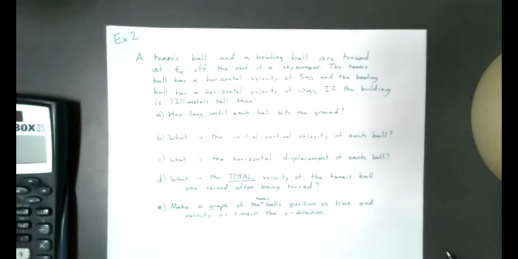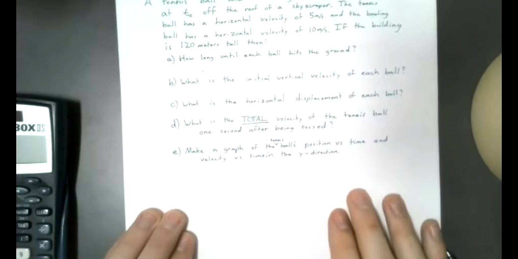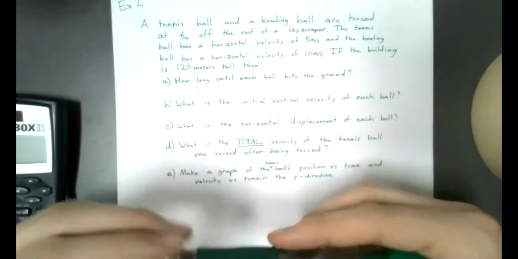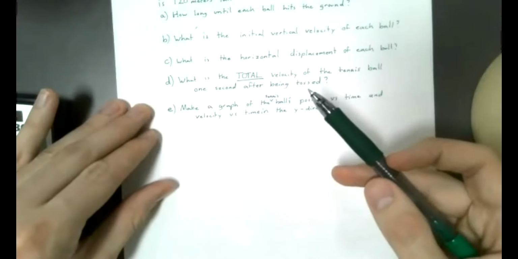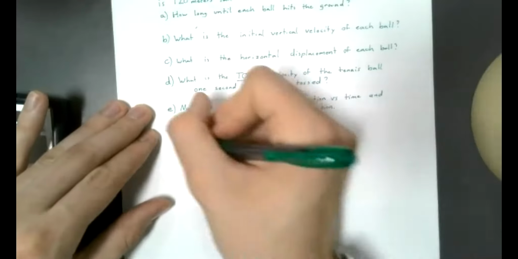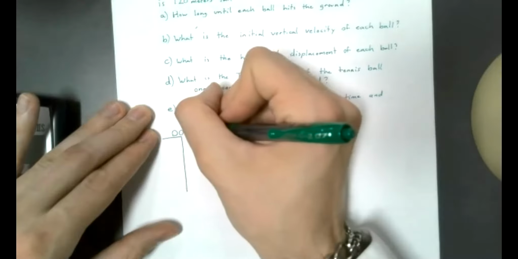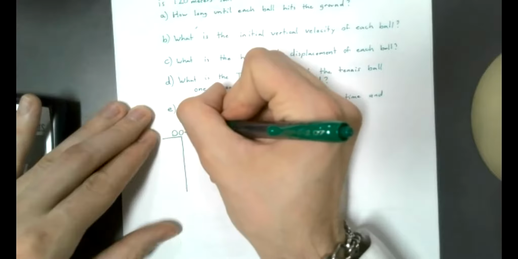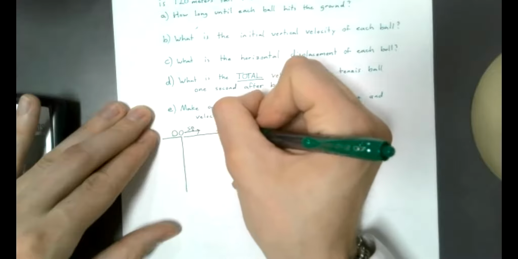Okay, so some of these problems are meant to take a long time and some of them are not. So what I like to do with problems like this, especially when they just give me a whole bunch of text, is draw out what is happening. So we have two projectiles, two balls that are being tossed off of a skyscraper. One's going 5 meters per second, and the other one is going 10 meters per second. So twice as far.